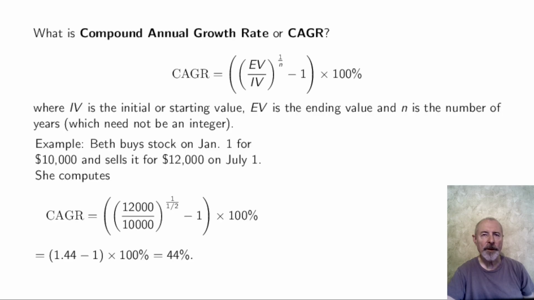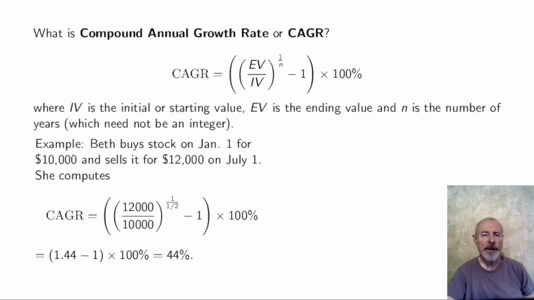What is CAGR, or compound annual growth rate? Well, the formula is given here. You take the nth root of the ending value over the initial value, minus 1, times 100%. So Beth buys stock on January 1st for $10,000 and sells it for $12,000 on July 1st. So the time period is half a year. So n is 1/2 year.